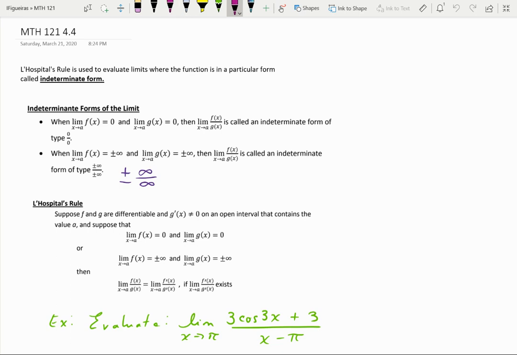Hi, this lesson is about L'Hopital's rule and determining the indeterminate form. L'Hopital's rule is a rule that allows us to evaluate limits as long as the limit is in what we call an indeterminate form.